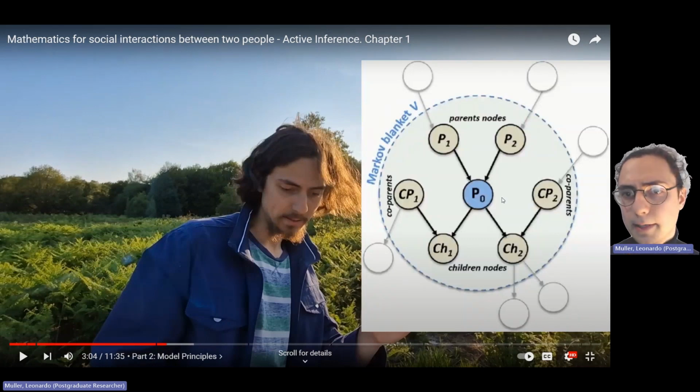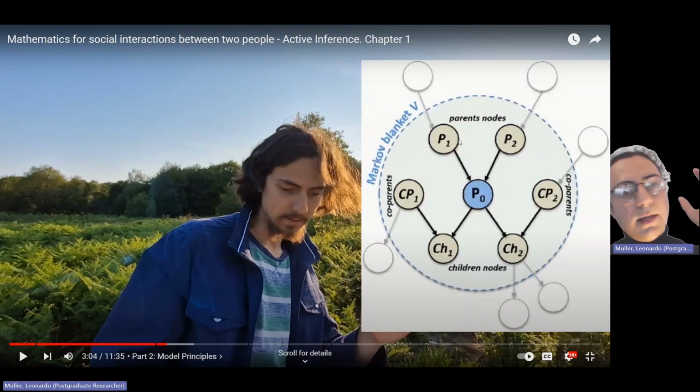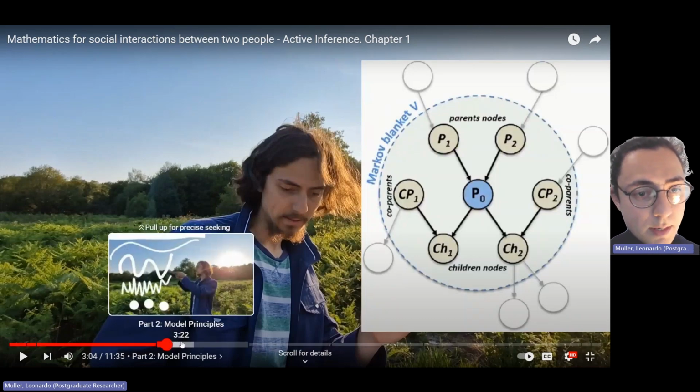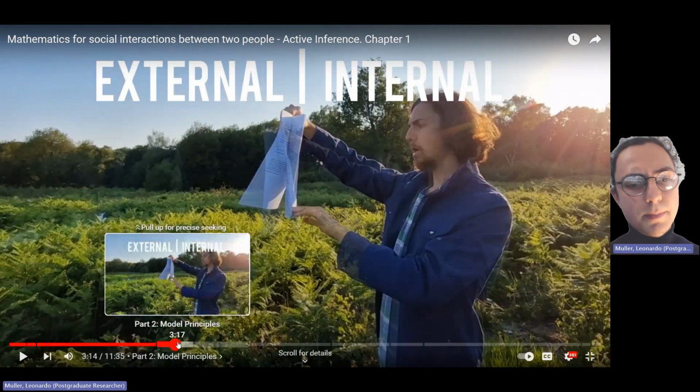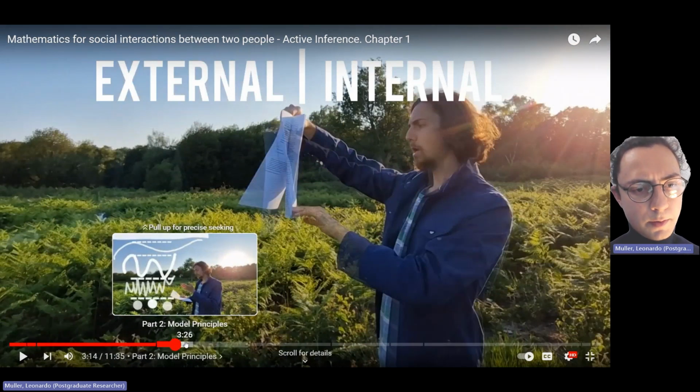Basically, in a Markov blanket, you have a parent node that affects your current state, P0, which goes on to affect its children nodes, as they're called, CH1 and CH2. And the P1s and CP1s are the Markov blankets. There are other ways of doing this, using the holographic principle that we will go into in more detail later on.